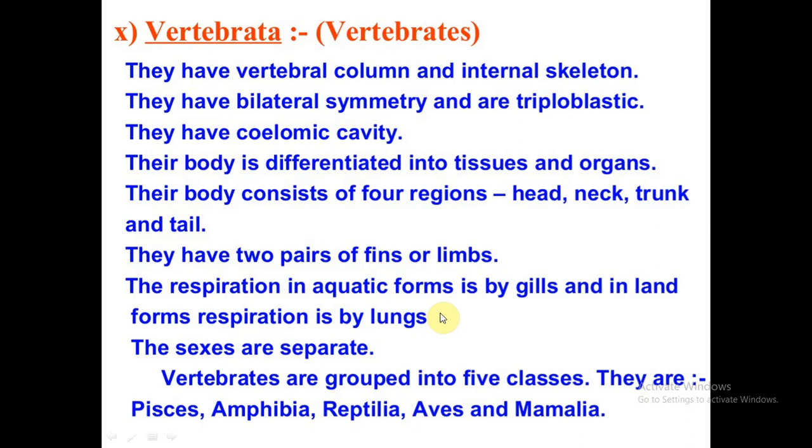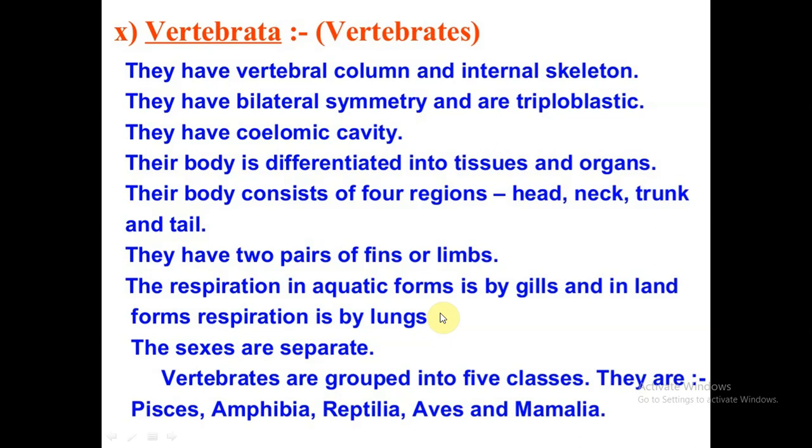So now we have a higher level of organization, not just tissues, we also have organs, and the body is mainly of 4 different regions. The 4 different regions are head, neck, trunk, and tail. They have 2 pairs of fins or limbs. Vertebrates are us too, so we also have 2 pairs, like we have 2 hands and 2 legs, so this is 2 pairs of fins or limbs.